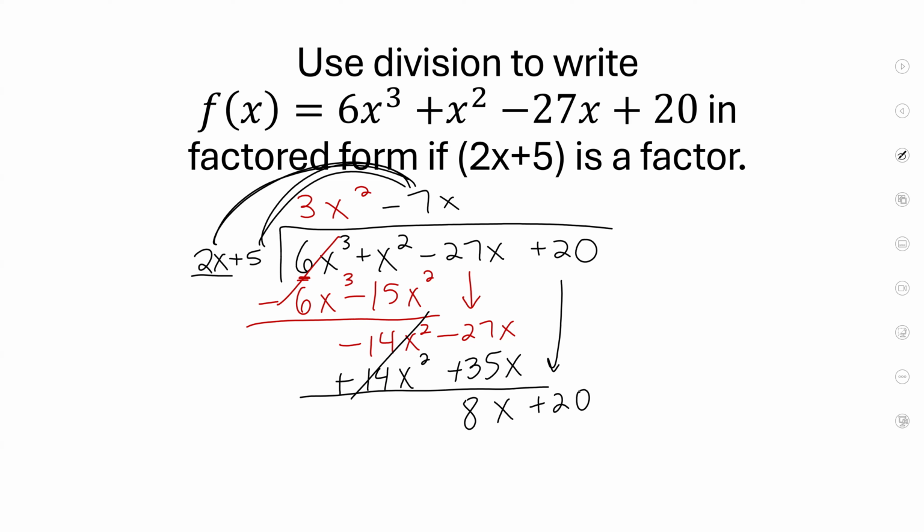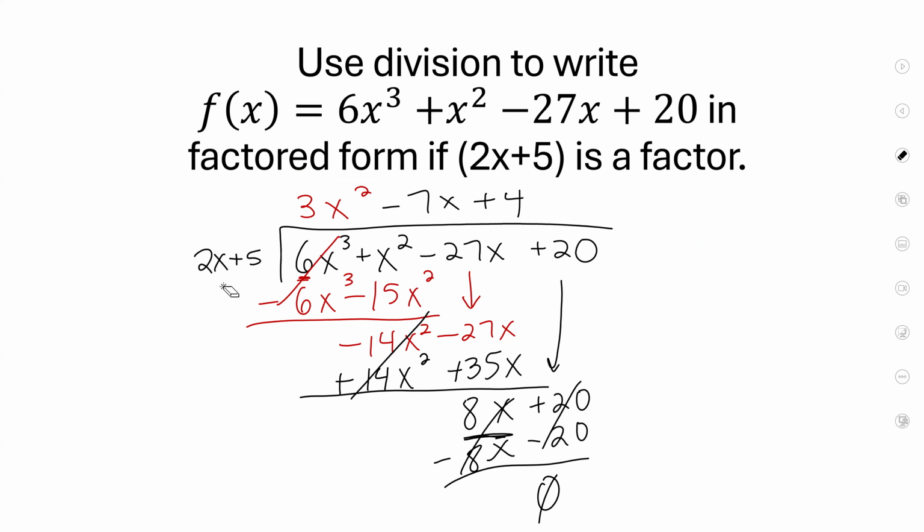All right. Zara, help me out. 2x times what will give me this 8x? 4. Help me multiply. 2x times 4? 8x. And 5 times 4. What do I do after here? Change the signs. So guys, my remainder is 0, which is what I wanted. So since my remainder is 0, that confirms that this is a factor. This is a factor. That means that's also going to produce my 0. So guys, 2x plus 5, set it equal to 0 and solve it.